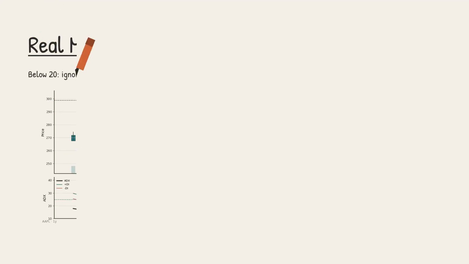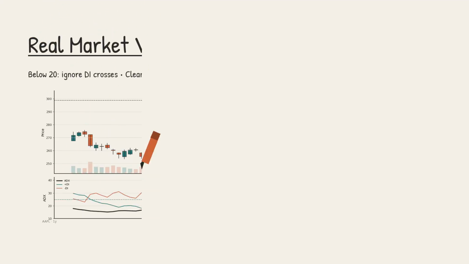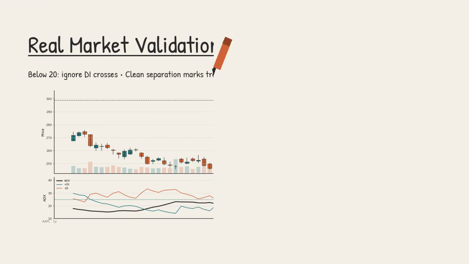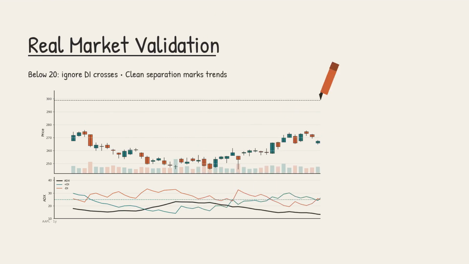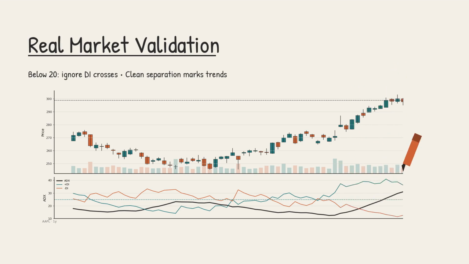Here's Apple on the daily. Watch how ADX sits below 20 during consolidation phases, and the DI lines whip across each other, generating noise. Then a breakout occurs, plus DI separates cleanly, ADX punches through 25, and a sustained trend follows. The filter is doing exactly what it's designed to do.